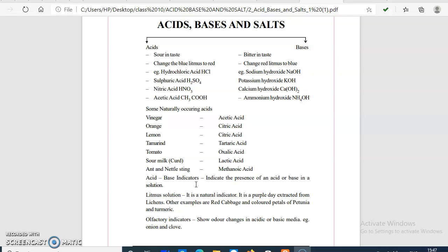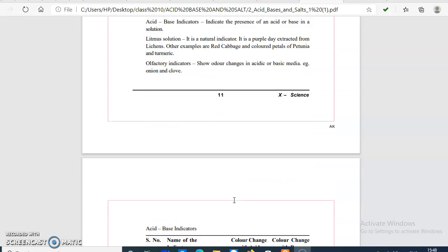The first indicator is litmus solution. It is a natural indicator, a purple dye extracted from lichens. Other examples are red cabbage, colored petals of petunia, and turmeric. These are natural indicators, right? Olfactory indicators show odor changes. That means the smell will change in acidic or basic media, for example onion or clove, right?